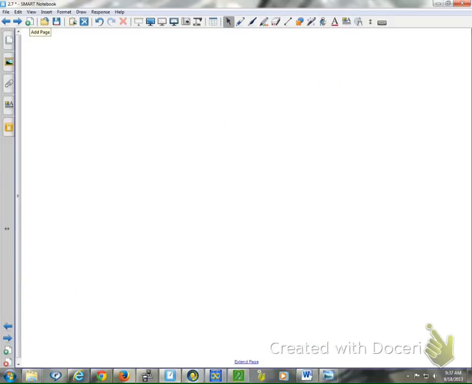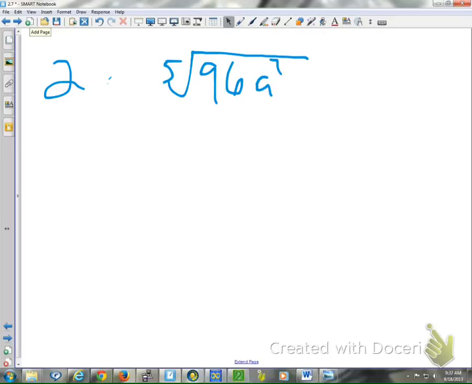Try this one. How about 2 times, remember, don't touch that 2 until the end, the 5th root of 96 a to the 7th, b to the 14th. Don't touch that 2 until the very end. 2 times the 5th root of that bad boy. Try it. I'm going to come around and assist.